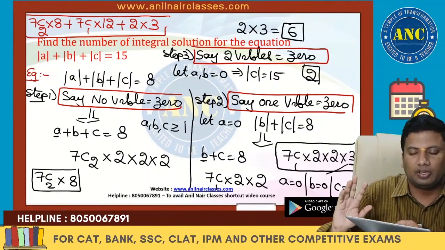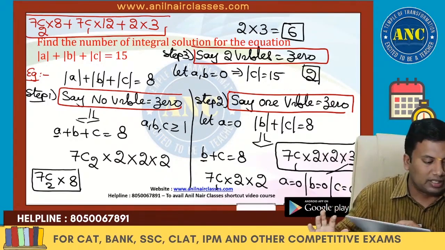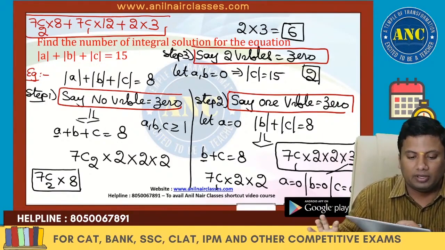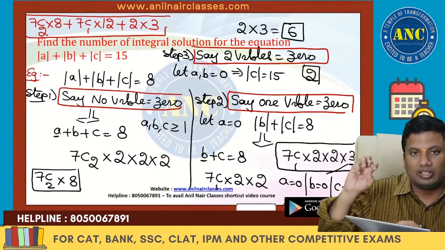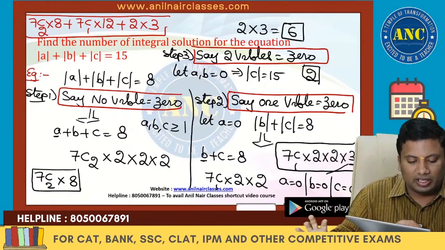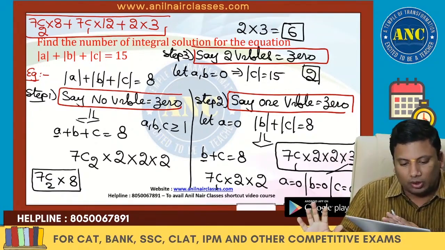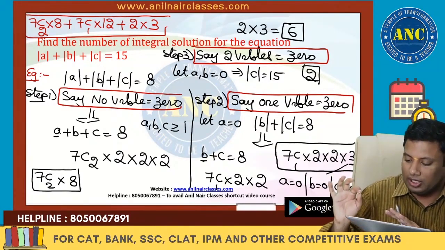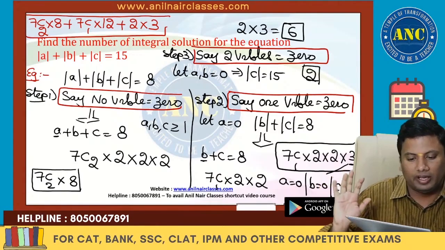For 2 variables, 4k is the direct method. For 3 variables, this is the method to be followed. I hope the idea is clear: no variable 0, one variable 0 and two variables 0.